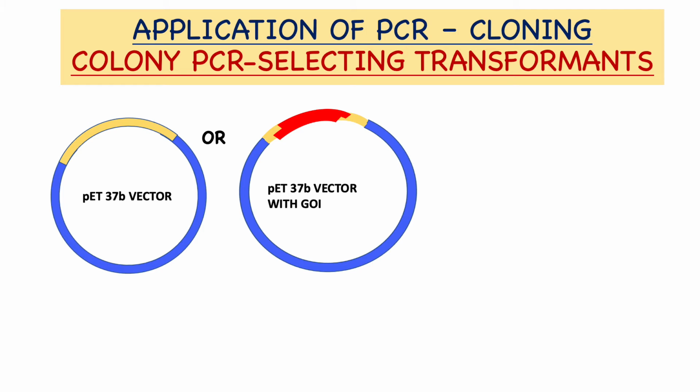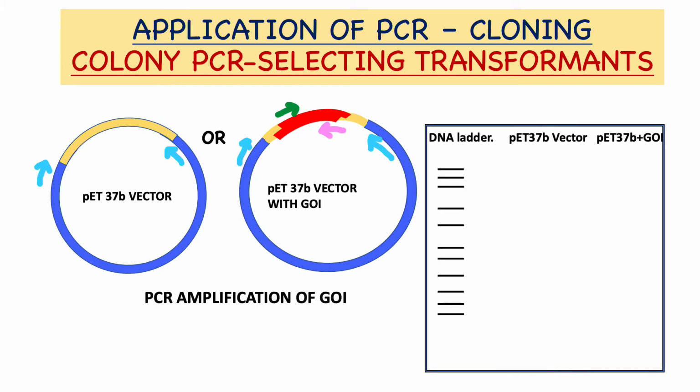To check for the presence or absence of the insert, we can check the PCR products on agarose gel electrophoresis. If there is no gene of interest, the PCR product will be of vector size, and if the gene of interest has been inserted successfully, we will see a bigger PCR product including the size of the gene of interest.